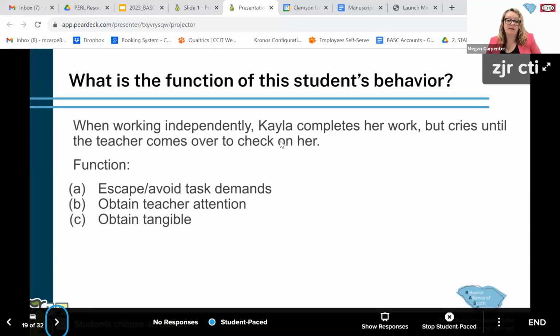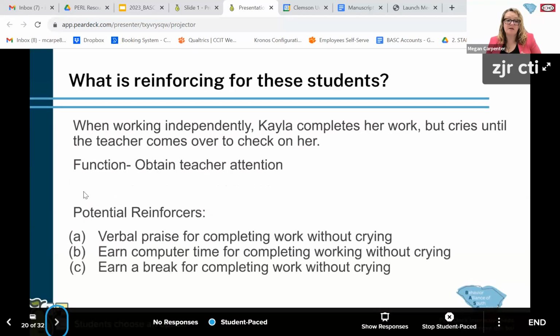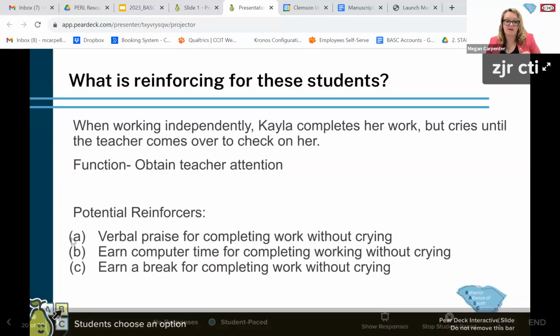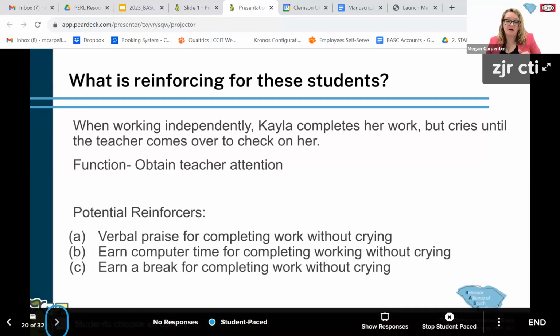So in this example, when working independently, Kayla completes her work, but cries until the teacher comes over. So for this student, when we look at the possible functions, we see that she is likely engaging in this crying behavior to obtain teacher attention. So we look at potential reinforcers. We could look at earning a break, but again, she's not getting teacher attention for that. We could look at earning computer time, but again, she's not earning attention for that either. But if we look at verbal praise for completing her work without crying, that gets her the teacher attention that she wants, and that she is displaying her contextually inappropriate behavior to get.